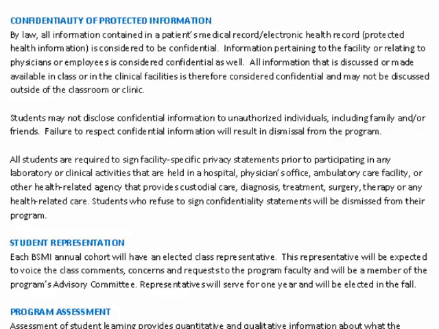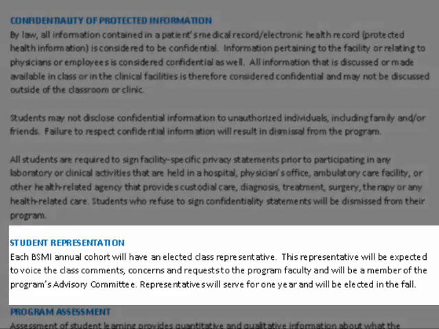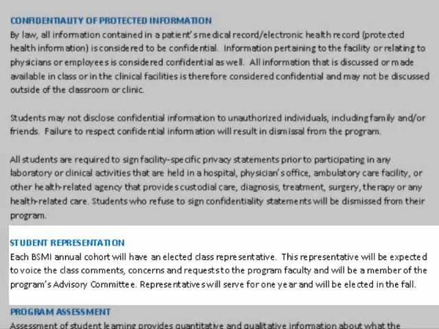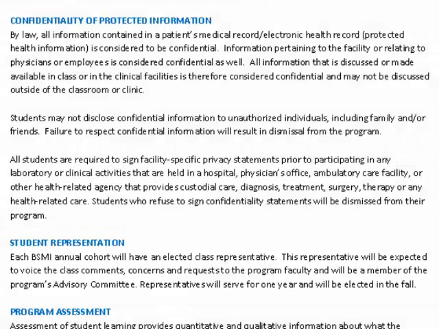Okay, so enough of that. The next section I'd like to draw your attention to is student representation. This is still on page 14. You're going to have a student rep. Every year, in the fall, we look for two student reps to join our direction committee that helps direct and guide and advise the program.